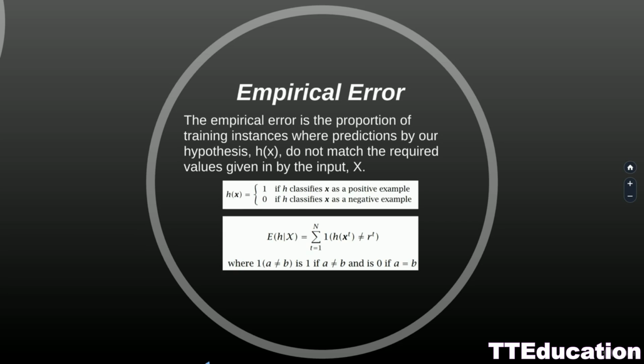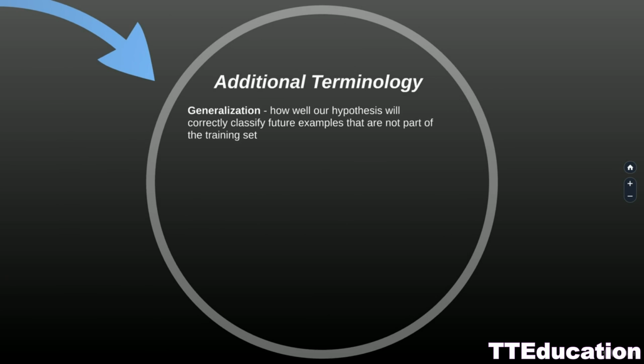So moving on from empirical error, the next step would be to actually use our algorithm, and that is going to bring in the concept of generalization: how well our hypothesis will correctly classify future examples. Because we don't care if the algorithm does very well on the training set if we're not able to use it in the future on unknown data points. So generalization, or how well the algorithm generalizes, is going to be talking about how well it can do on additional data that wasn't a part of the training set.